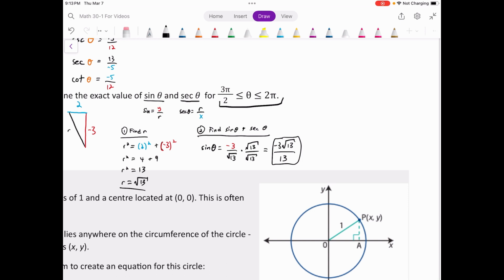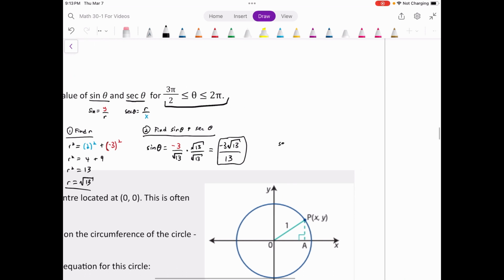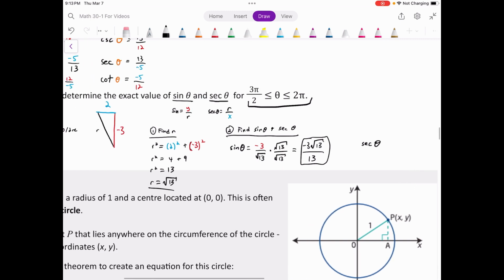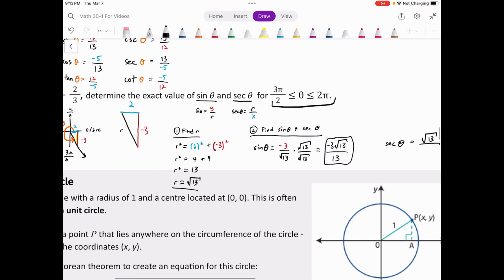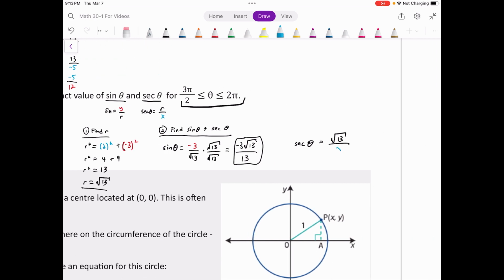Okay, let's do secant theta. We know that secant theta is just hypotenuse over adjacent. It's the reciprocal of cosine, right? So cosine is adjacent over hypotenuse, or x over r. Therefore, secant is hypotenuse over adjacent, or r over x. So now that we know r is root 13, we've got root 13 over x, which is positive 2. No need to rationalize my denominator here because my denominator is just 2. My irrational number is up in my numerator, and that's totally okay. So this is sine theta, and that was secant theta.